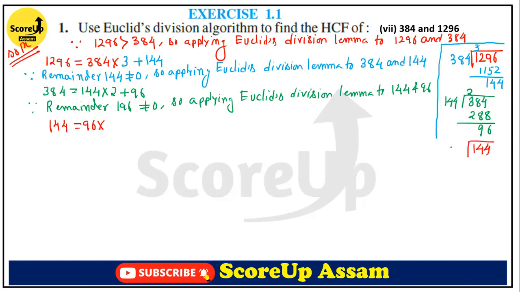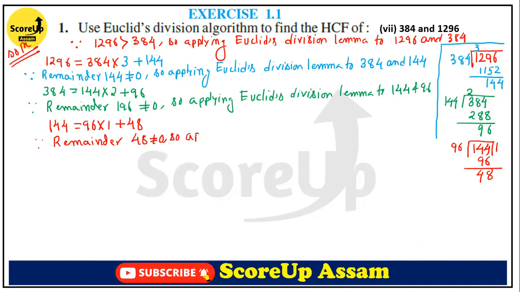Let's find it. So let's divide 144. It will go for one time. 96 into 1 is 96. Because if it goes 2 times, it will be more than 180. So now 14 minus 6, it is 8. Here it is 13 minus 9, it is 48. Okay. 96 into 1 plus 48. Again, since remainder 48 is not equal to 0.